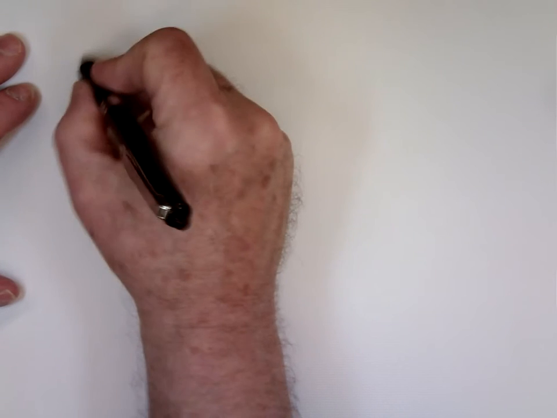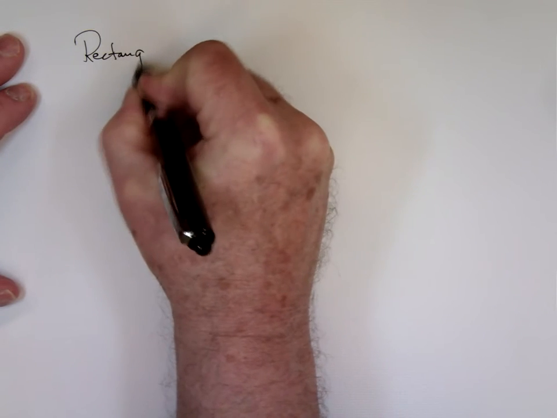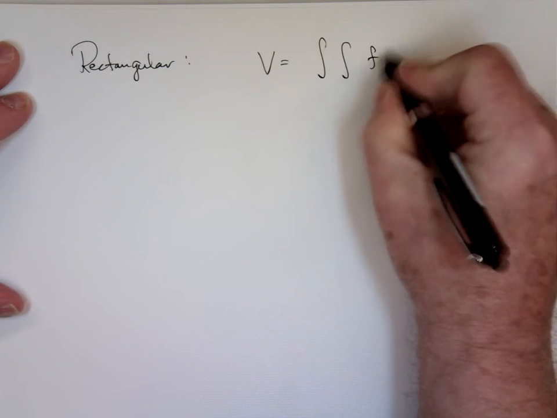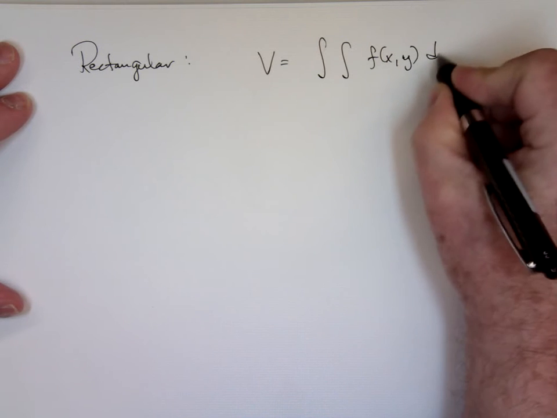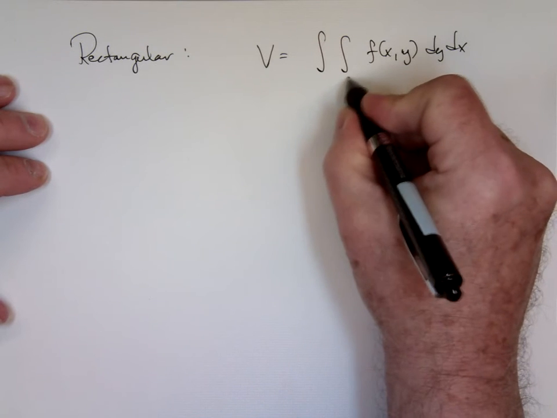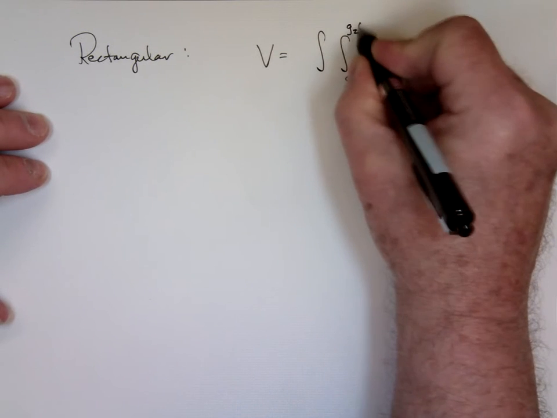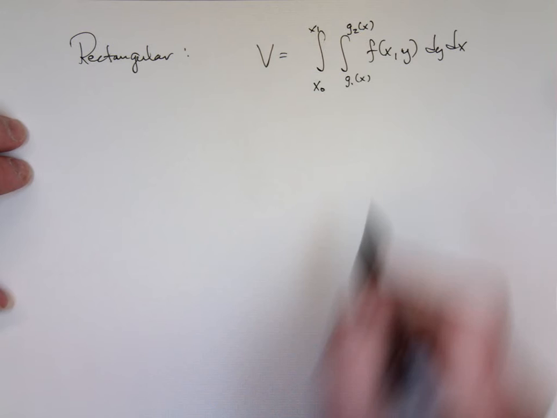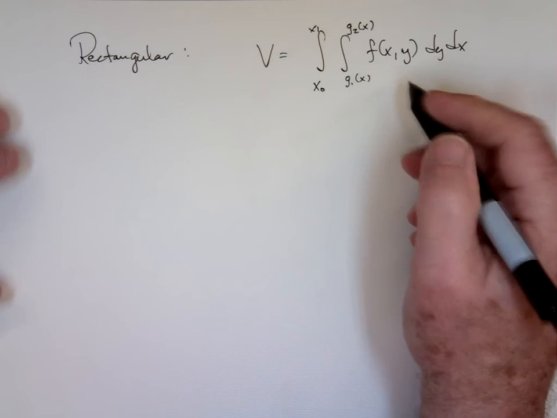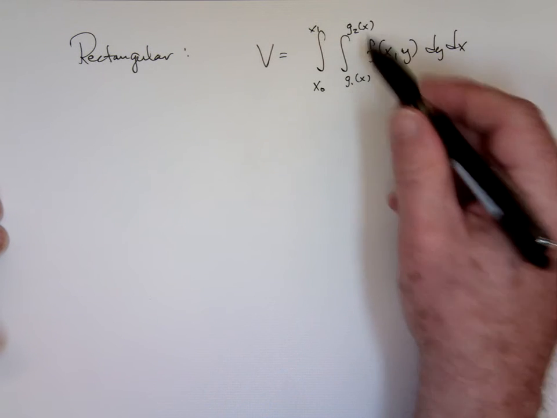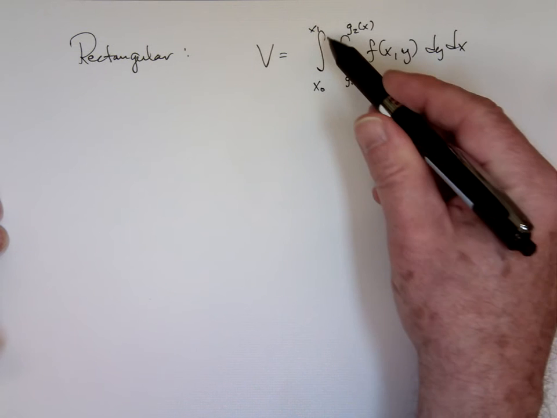I'm going to give you this. In rectangular, we have volumes that are double integrals of our functions dy dx, dx dy, doesn't matter, where the y's are going to be from one function of x to another, and the x's will go from one constant to another. That's in rectangular. We've got a surface over some region, okay? That region is defined here. The y's are going from g1 of x to g2 of x, x's from x sub naught to x sub 1.